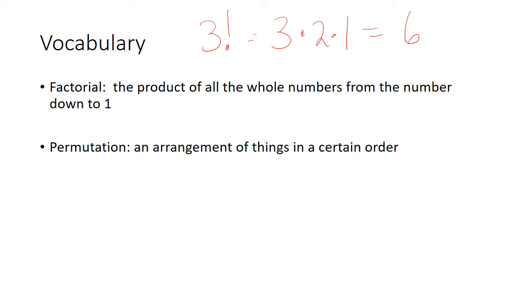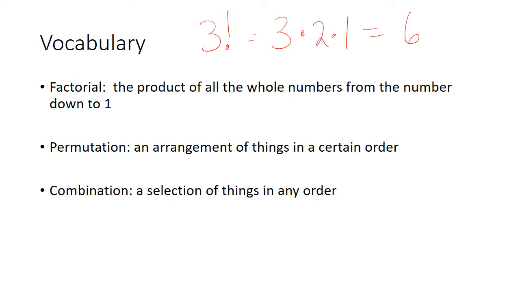A permutation is an arrangement of things where the order is important. And a combination is an arrangement of things where the order is not important. So there's a difference between permutation and combination. If we're doing combinations of the first 3 letters of the alphabet, it doesn't matter what order they're in, that would be a combination. Permutation means that they have to be in a specific spot in that order.